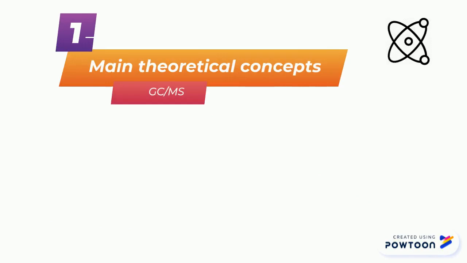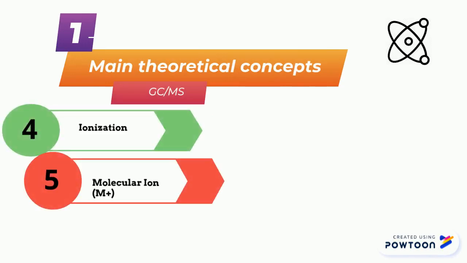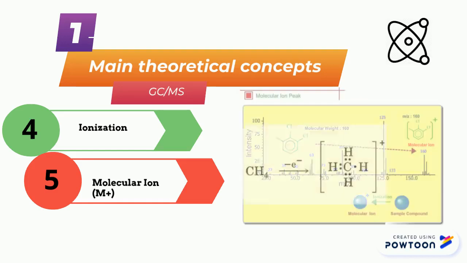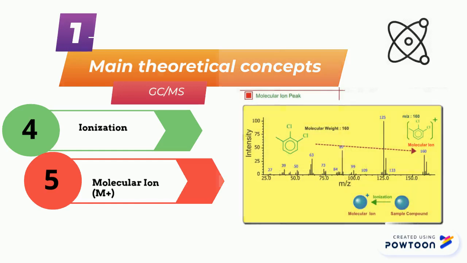Other concepts are ionization and molecular ion. Ionization is the removal of a single electron of an atom within the molecule, forming a radical cation. The molecular ion is a molecule with one electron missing. It gives the molecular weight of the compound in the MS analysis.